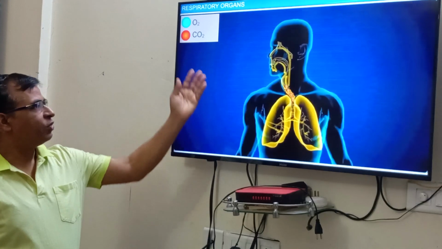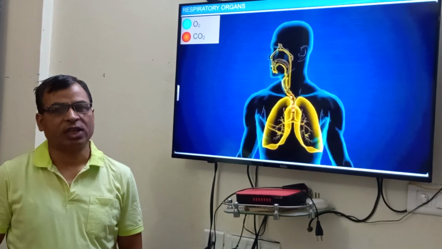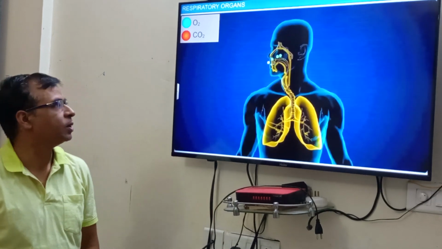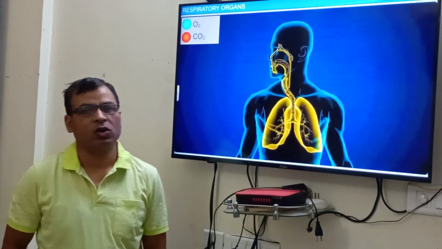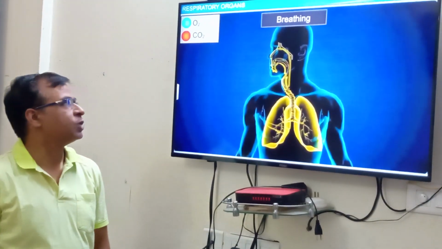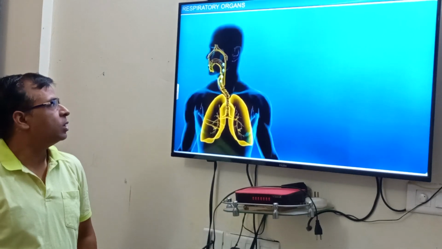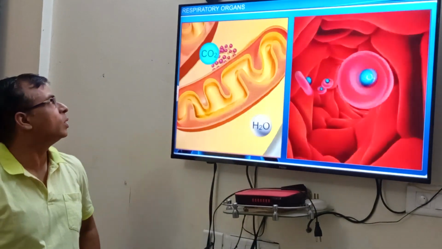The process of inhaling O2 and releasing carbon dioxide is called breathing. And the breakdown of food molecules that produces energy is called respiration. So breathing and respiration are combined.